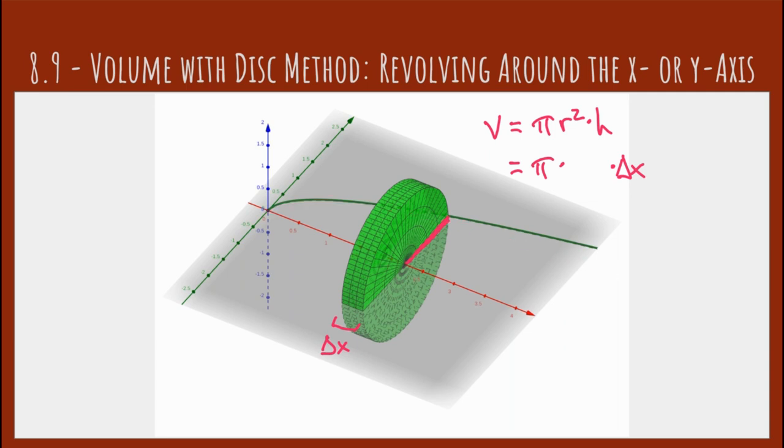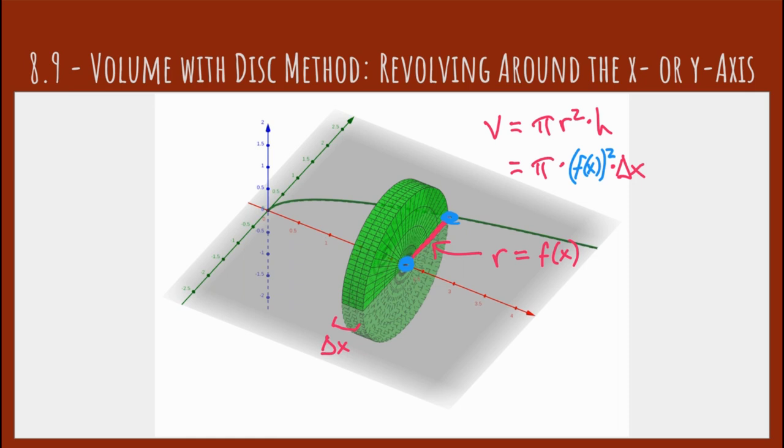So this f of x here, in this case the square root function, is giving us the value of the radius. Now it's giving us the value of the radius because we're revolving around the x-axis. So the radius is essentially going to be the distance between the axis of revolution, which in this case is the x-axis, and the function that we're revolving. So that distance in this case is just the value of the function. So the radius is f of x, and since that's the radius, we're going to square that.